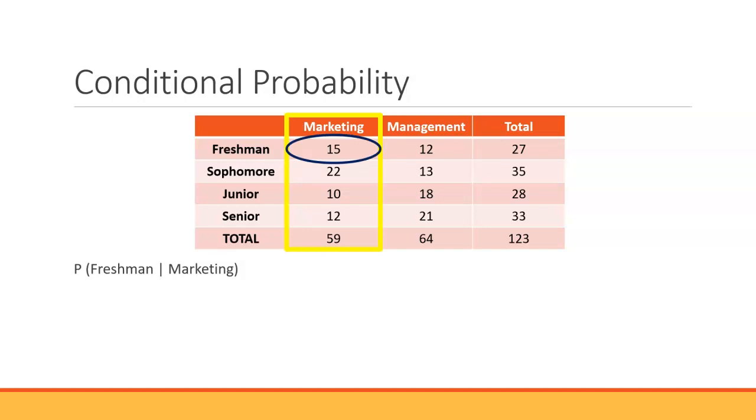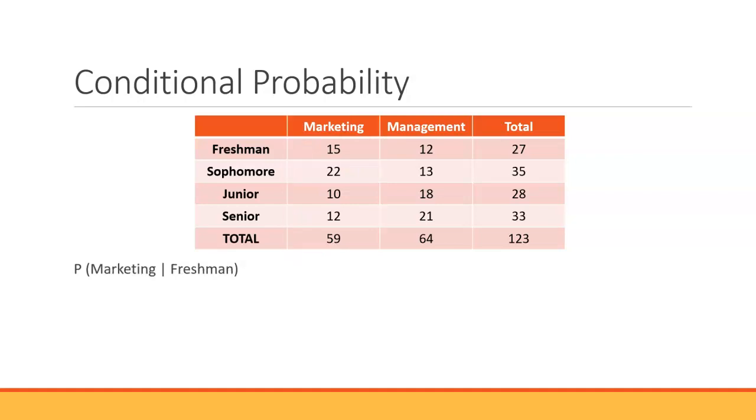So the probability that the student is a freshman, given that they're a marketing major, is calculated like this. We take that 15 and we divide it by the 59. The 59 is the total number of marketing majors, because that's the population that we care about right now. So 15 out of 59 gets us 0.25. So that would be our probability there.